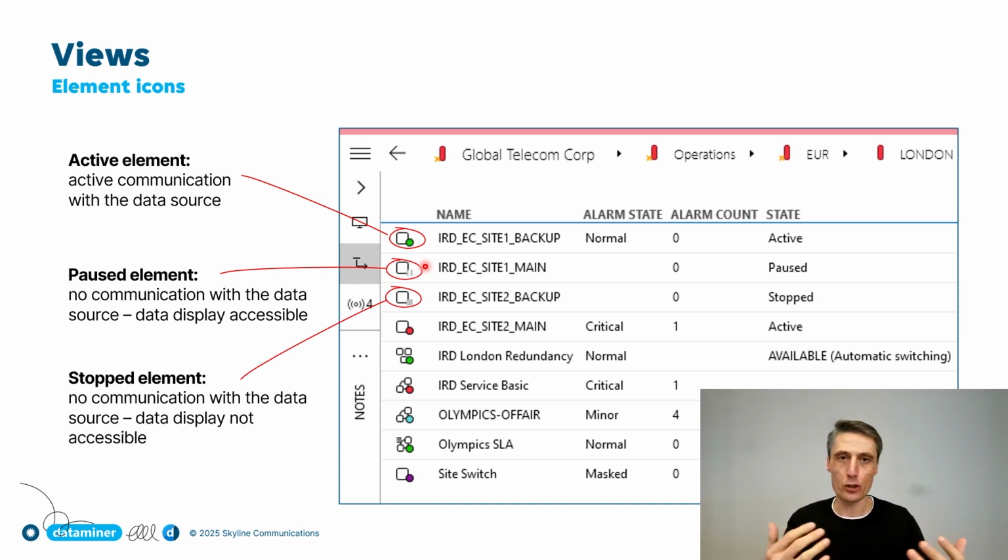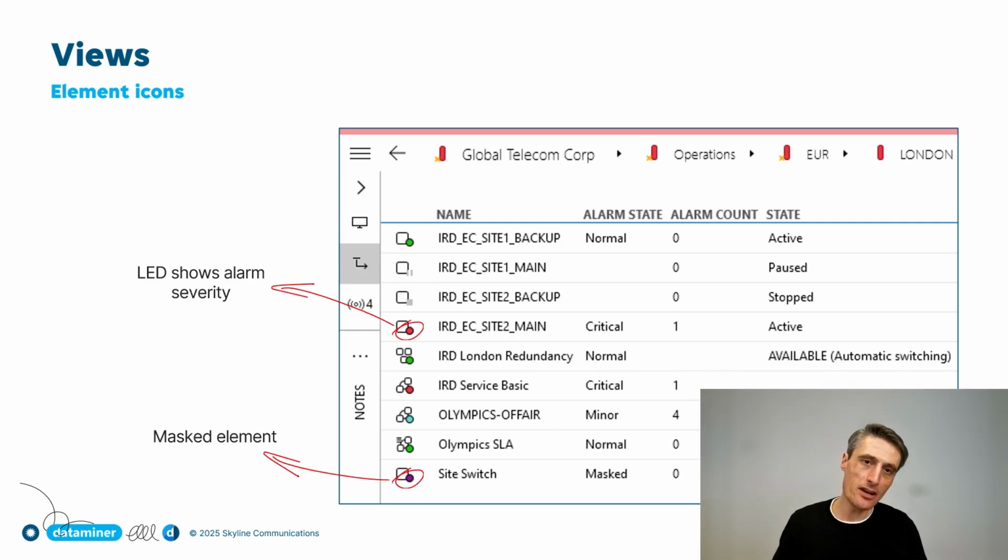So pausing is for a short period of time, stopping you do for a longer period of time. Maybe you need to ship something back to the vendor, then you stop your element for maybe a week or so. Or you don't need it anymore for a week, then you can stop your element for a week and activate it again next week. All right, so those are the three states that we have. In the right-click menu, you can activate, pause, or stop an element.